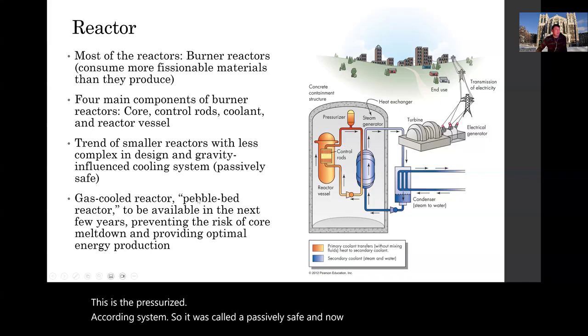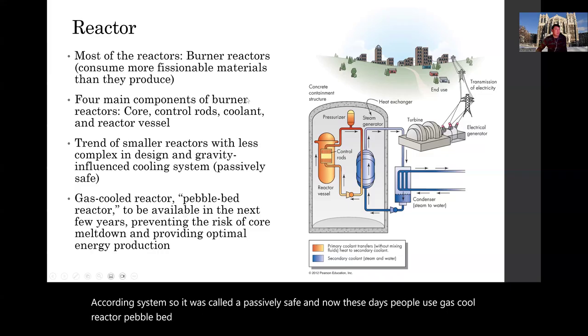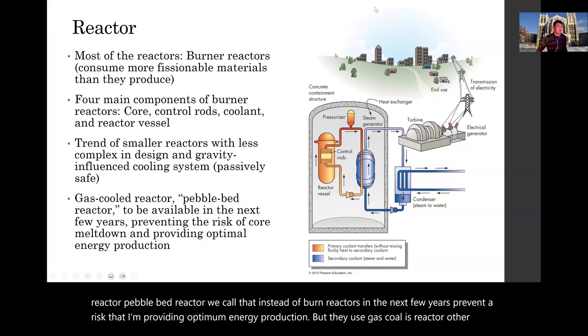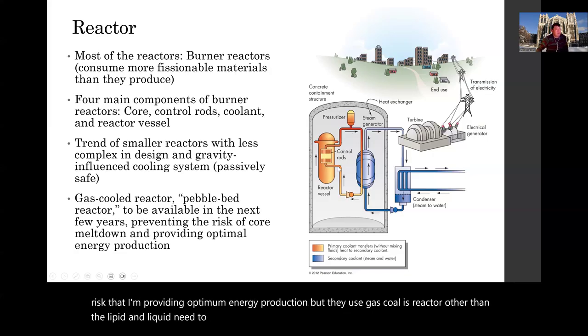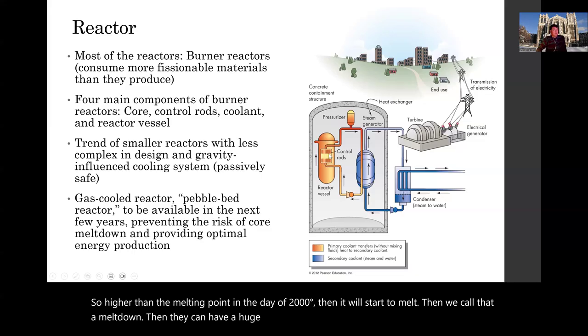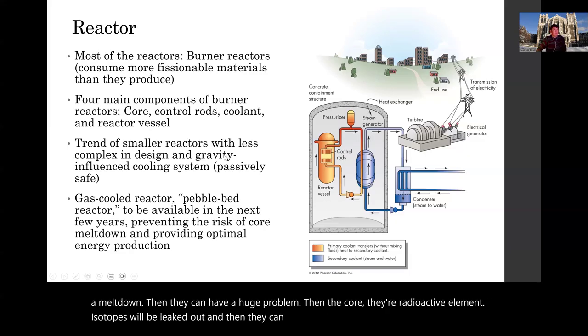Now these days, people use gas-cooled reactors, called pebble bed reactors, instead of burner reactors. In the next few years, they will prevent the risk of core meltdown and provide optimum energy production. They use gas to cool the reactor rather than liquid. Liquid needs to be pressurized and circulated to take the heat out of the reactor. If heat accumulates and the temperature goes higher than the melting point of stainless steel, about 2,000 degrees, it will start to melt. We call that a meltdown. Then there can be a huge problem, because the radioactive isotopes in the core will leak out and cause contamination.